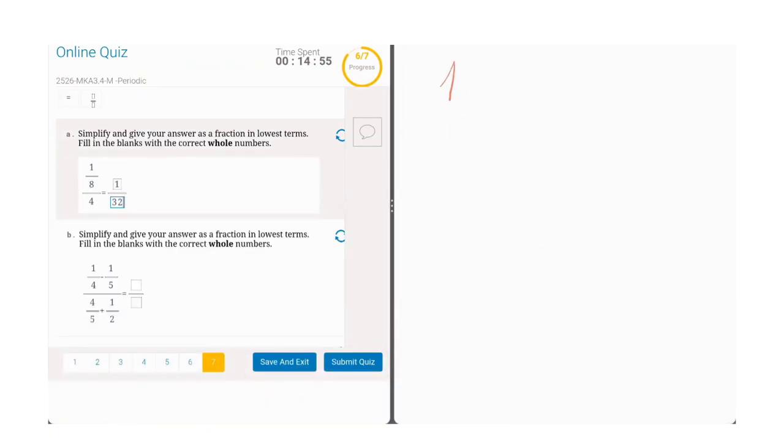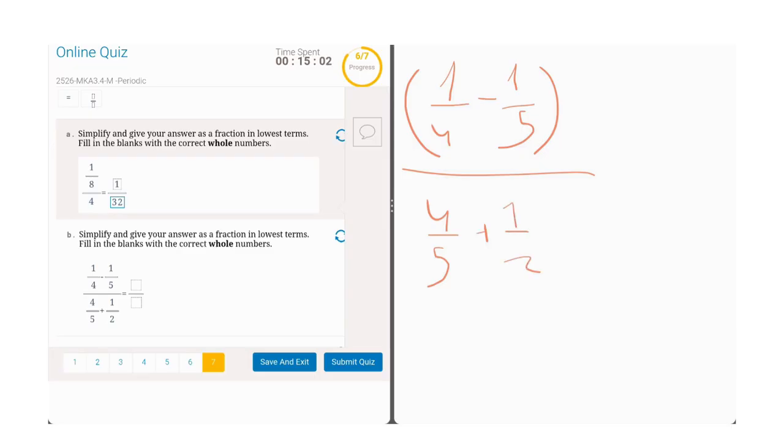Next question, we have 1 over 4 minus 1 over 5 all over 4 over 5 plus 1 over 2. So we find the LCD of 1 over 4 minus 1 over 5. The LCD would be 20. So you multiply 4 by 5 to get 20, so you multiply both sides by 5. So you get 5 over 20. And you divide the second fraction by 4 to get 20 as a denominator. So 4 over 20. So I can rewrite this as 1 over 20 instantly.